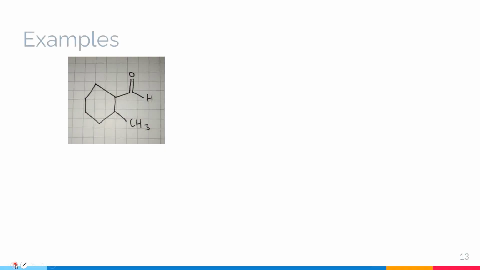So what about this? What would you call this? Pause the video if you want and analyze it. So we have cyclohexane here attached to an aldehyde. So we would call this cyclohexane carbaldehyde. But we have a substituent here, a methyl substituent. So remember, we start counting here, 1, 2. So this would be 2-methylcyclohexane carbaldehyde.